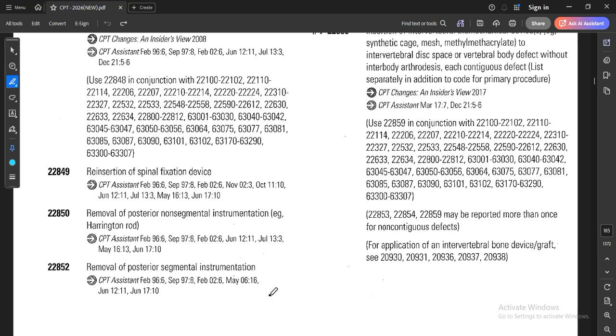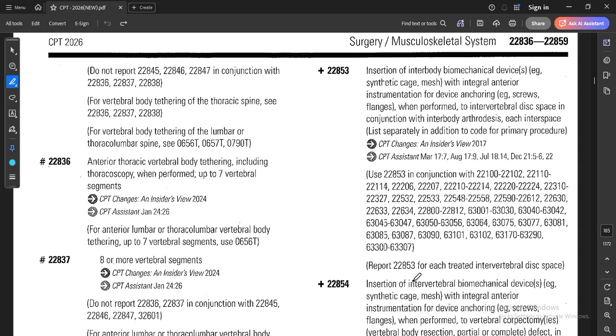Whenever you want to code removal of instrumentation, what are the important keywords, guys? Segmental or non-segmental, perfect. And also one more keyword: posterior or anterior. Removal of anterior instrumentation can also be performed, correct? Yes. So you need to check anterior or posterior, as well as segmental or non-segmental. Okay. And we have a few more codes here.